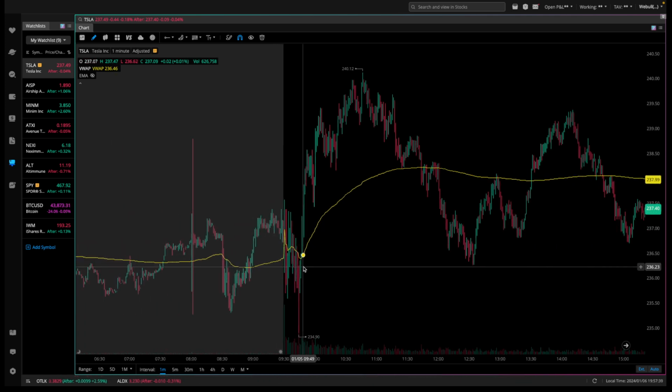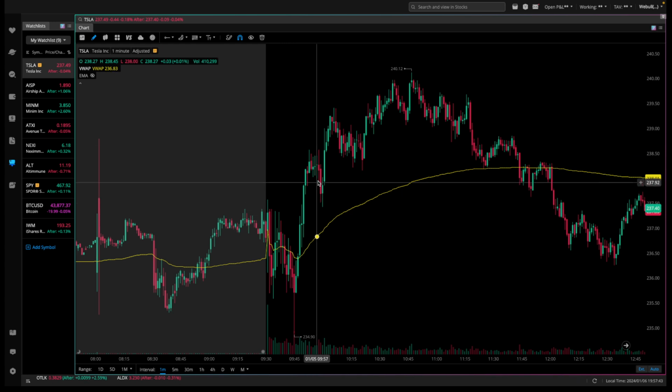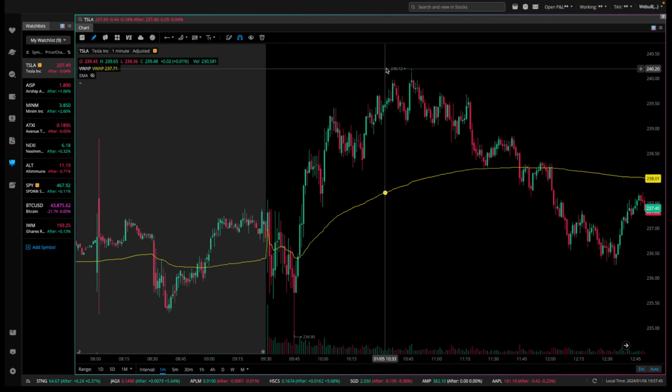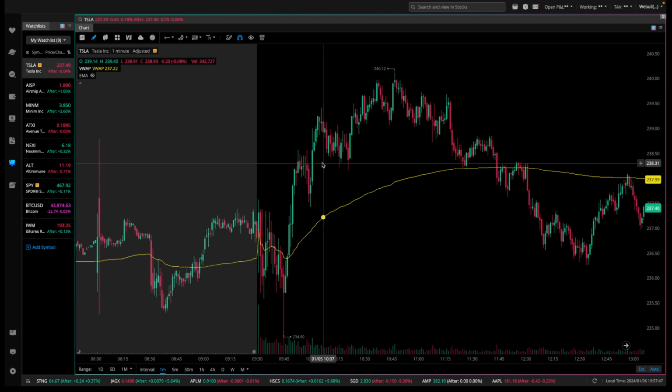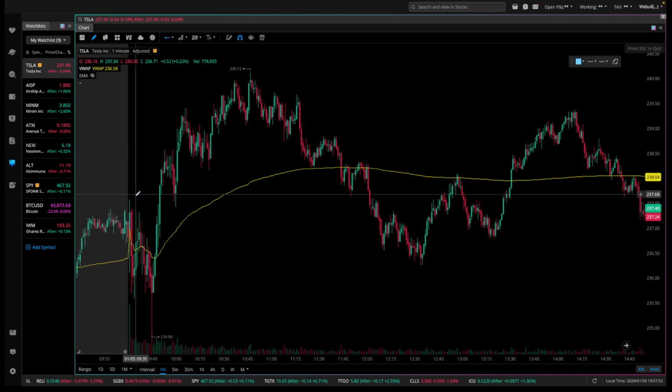Here this price is in range, you don't want to take entries here or here, and then we break straight above VWAP. Once we break above VWAP, we start to base. Once we base, we make new highs. So very simple strategy to use, or even on something like Tesla in the option world.